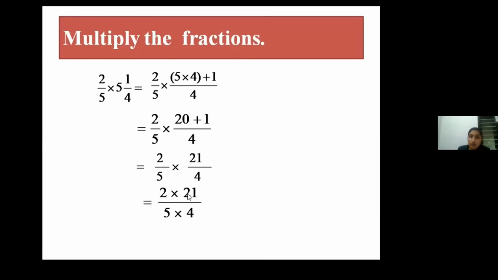That is 2 into 21 by 5 into 4. 2 into 21 is 42. 5 into 4 is 20. That is 42 by 20.